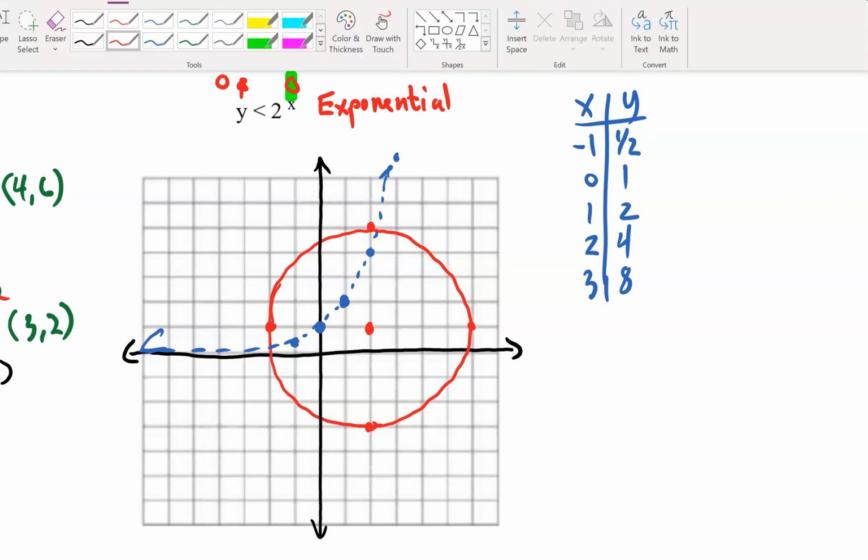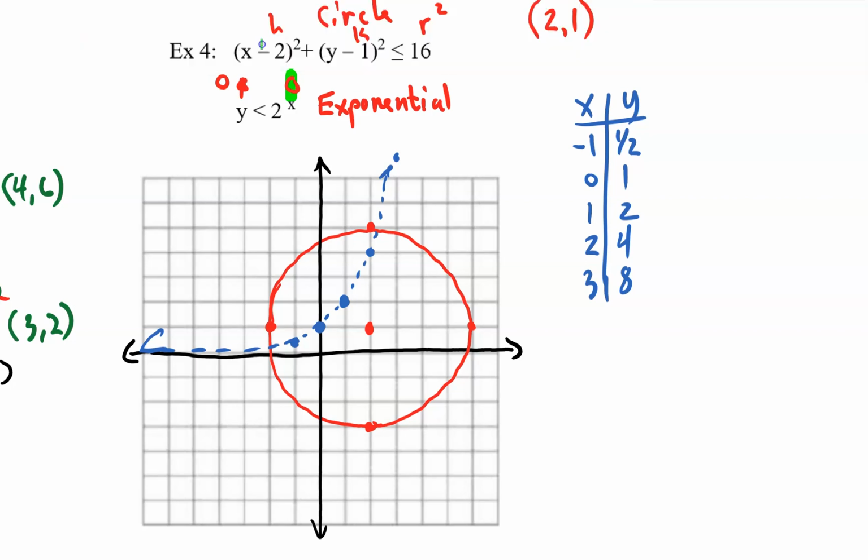We know we're inside the circle. So for this one, we would be everything along there, all the way around here, and everything in between. This would give us what we're looking for.